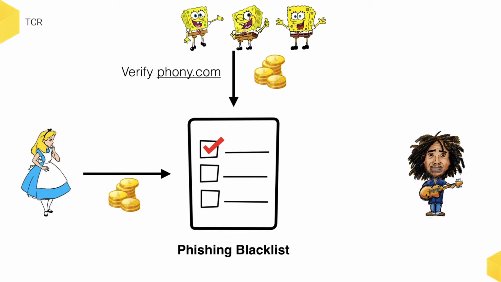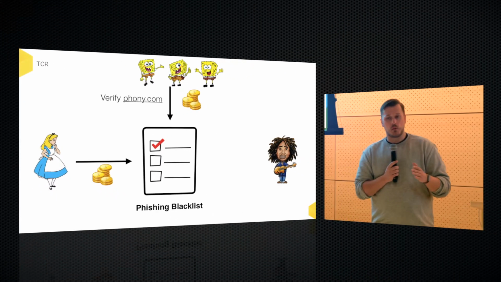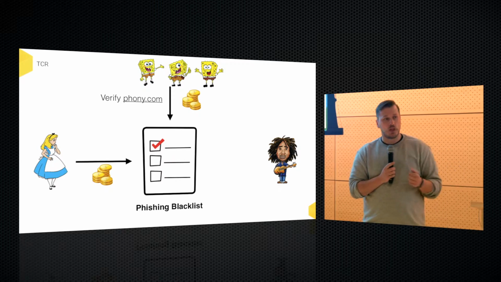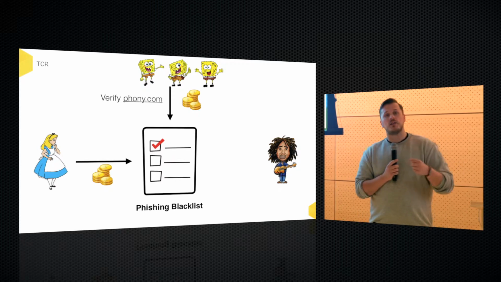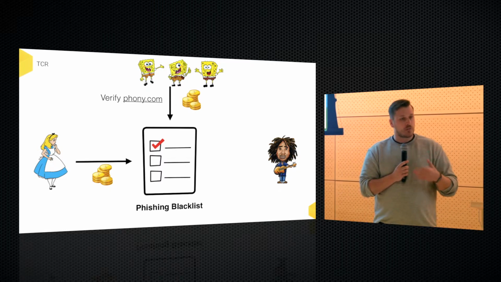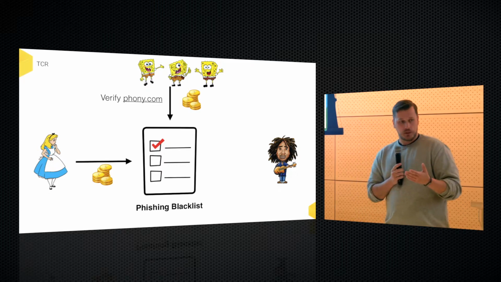So SpongePop is now a new player in our protocol, and the way the protocol works is that Alice still makes a proposal about a good entry or a bad entry, but she backs up her claim with some kind of stake. And before this entry is written on our registry, there are some kind of voters. These are the yellow SpongeBobs. They counter-stake the same amount and verify whether the entry is a good or a bad one.